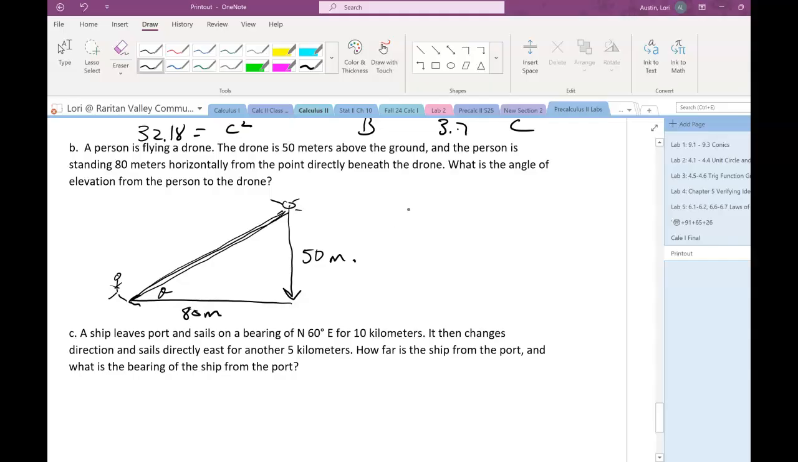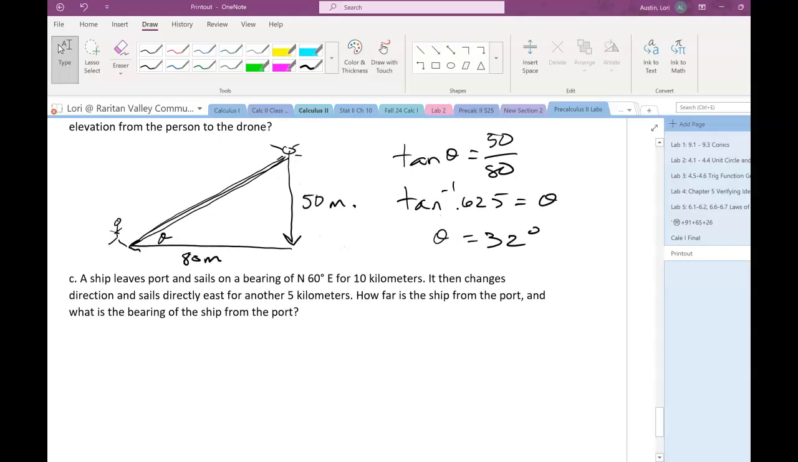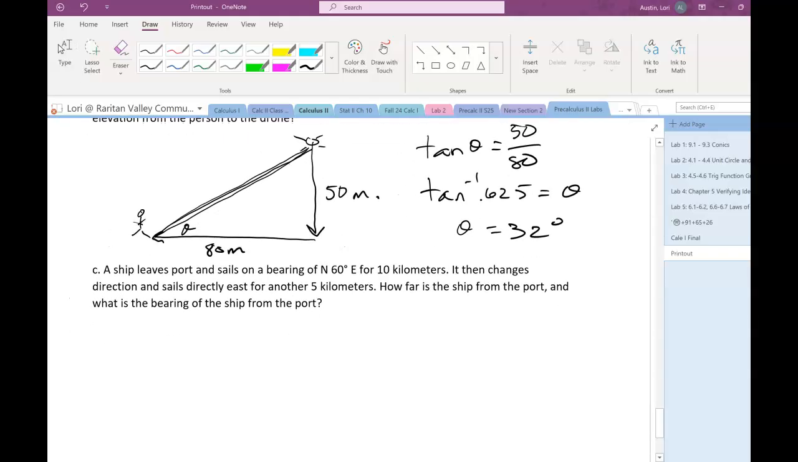So you look at that and it's clear you've got a tan function. So tan theta equals 50 over 80. And just do exactly what we just did in the last problem. 50 divided by 80. So you're going to hit tan inverse of 0.625 equals your angle. Second tan that. It looks to be about 32 degrees. Okay.